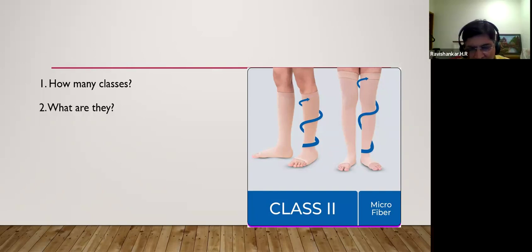So how long do you keep the 4-layer bandage, ma'am? Praveen? Once in how many days? Homework, or will anybody else say? Tell the answer.